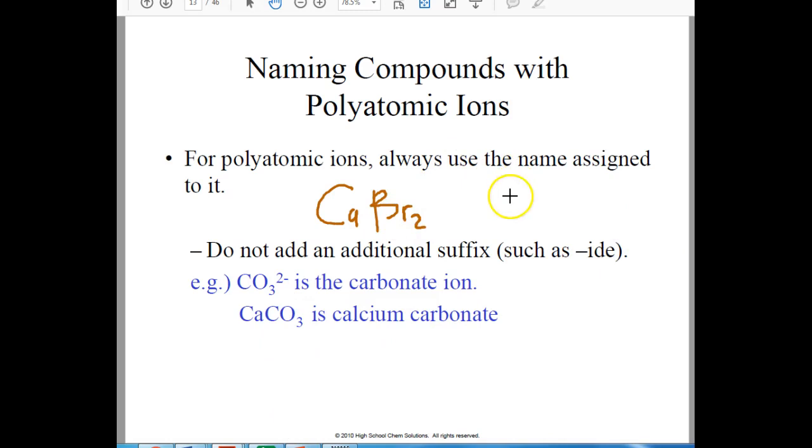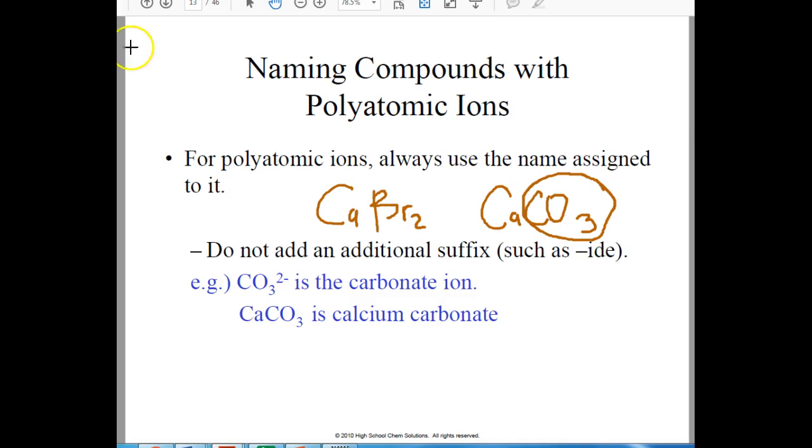But if we have something like CaCO3, we're not going to call that calcium carbon oxide. All right? Instead, this CO3 is a polyatomic ion, and its name is carbonate. So CaCO3 is called calcium carbonate. We do not change the ending on that compound name.